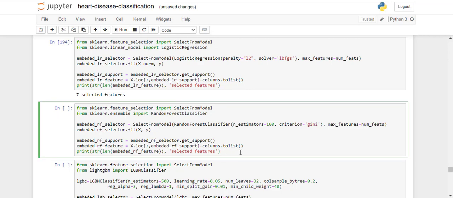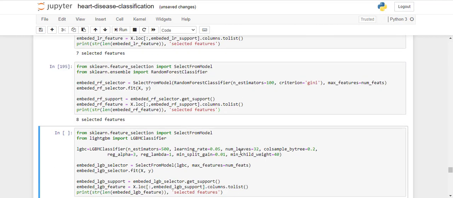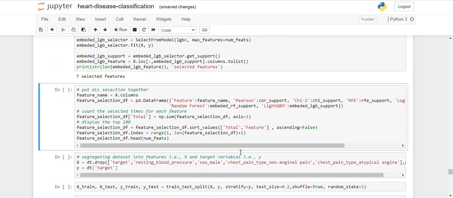So that's why we have used logistic regression with penalty L2 for that. This is embedded RF. Next, we have also used LightGBM for selecting the features. It has selected 7 important features. Now we have used all the feature selection algorithms. Now what I'm doing is creating one data frame where all the columns are the feature selection algorithms, and later on we will compare which one has more support.